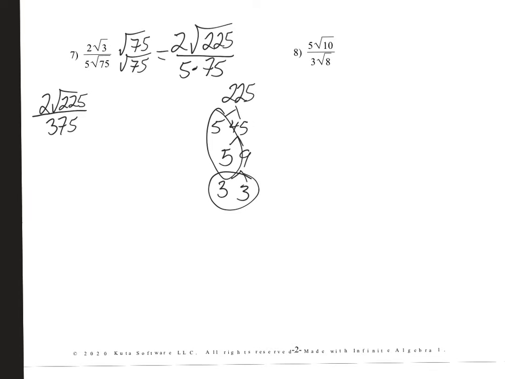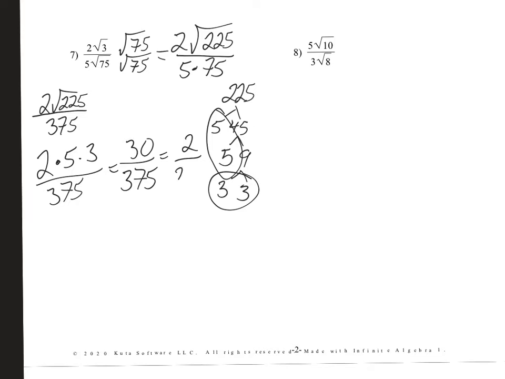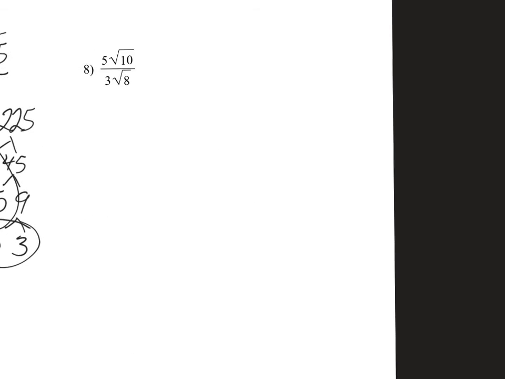So that tells me that I have 2 times 5 times 3 over 375. So 2 times 5 is 10. 10 times 3 is 30 over 375. And then we can simplify that some more. We can divide both of these by 15, so that'll give me 2 over 25. I can't simplify that anymore, so my final answer is 2 divided by 25.